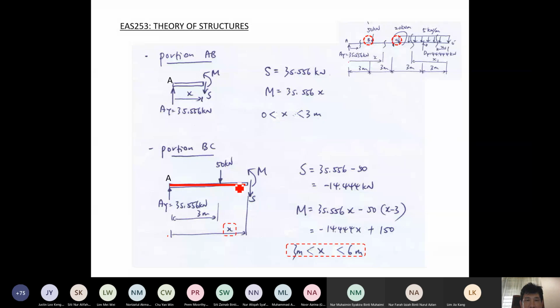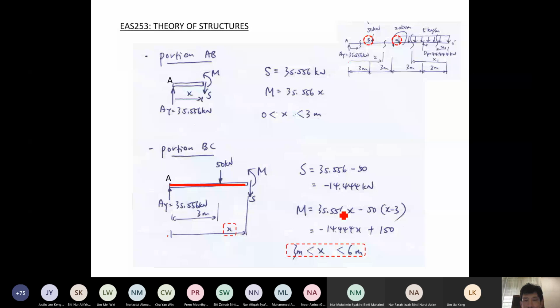Take moment at the cut section. So bending moment, this one is equal to, this is the same direction as this. So bring it to the other side, it becomes negative 50 multiplied by the perpendicular distance, which will be X minus 3. This one is the same direction as this, so if you bring it to the other side, it becomes negative. This one is opposite direction to this, so you bring it to the other side, it becomes positive here, 35.556 multiplied by X. So that gives you the bending moment in the form of, there's an X here.